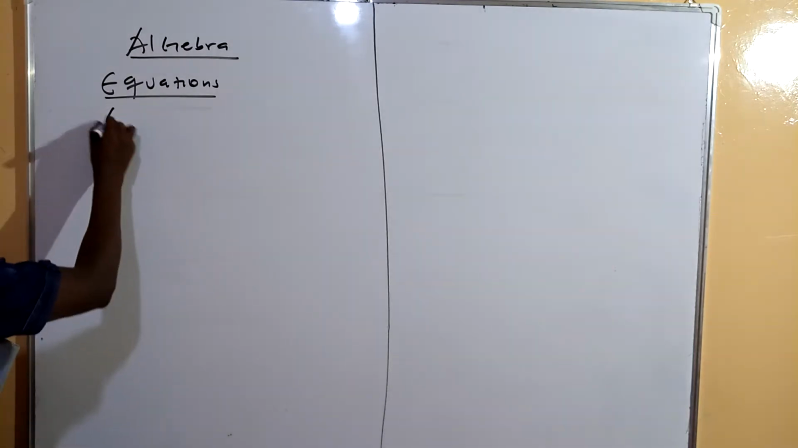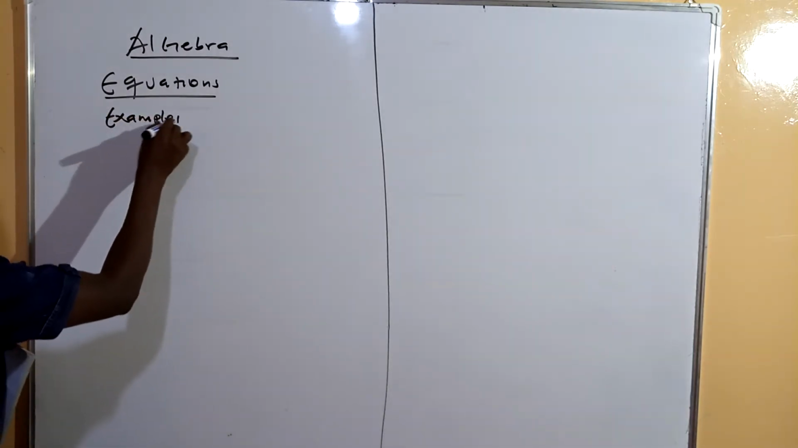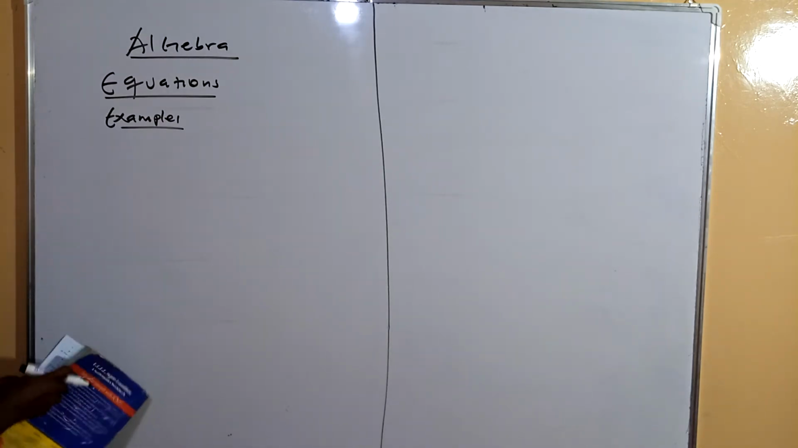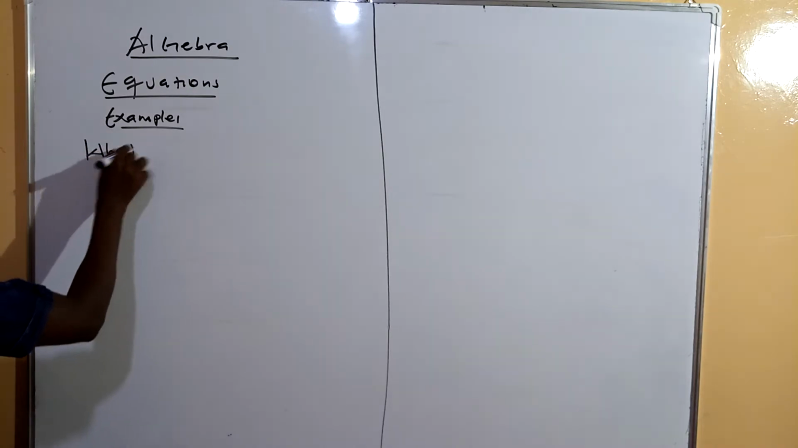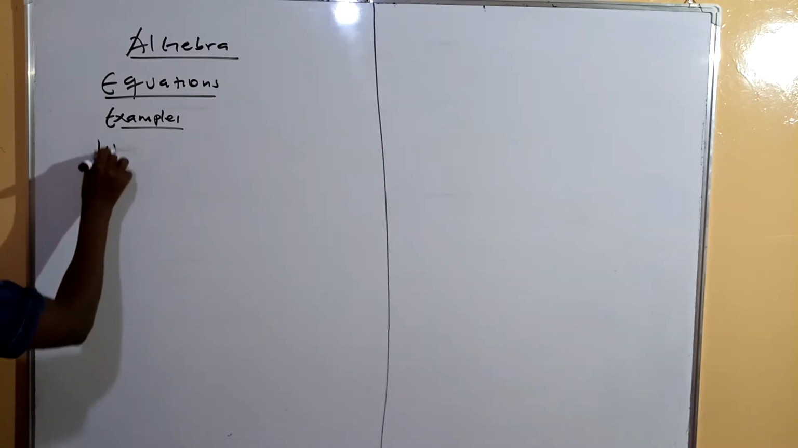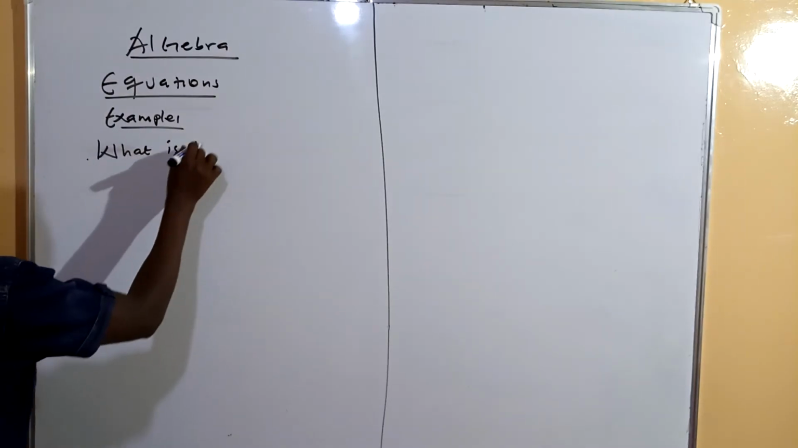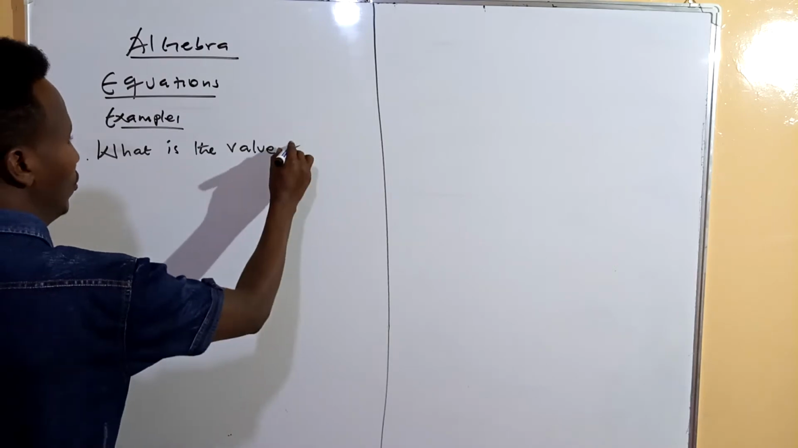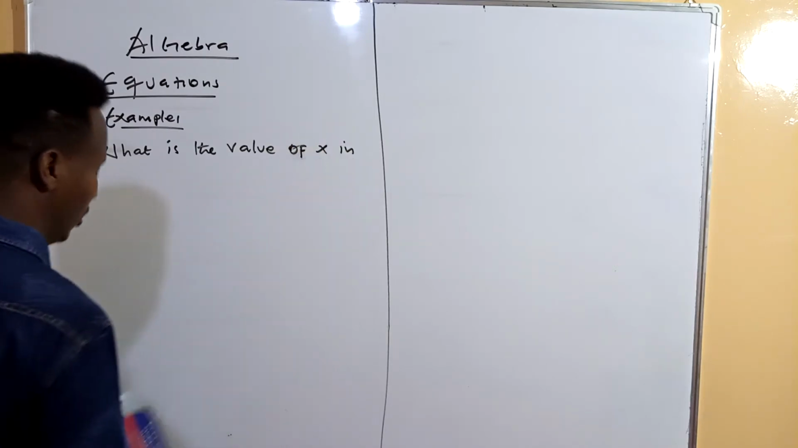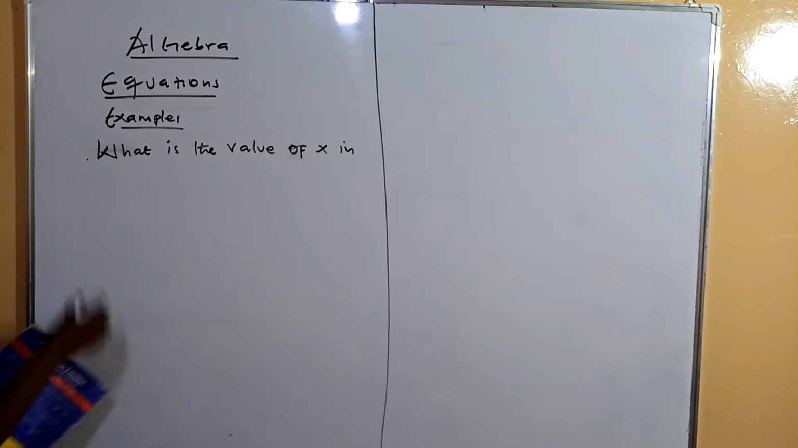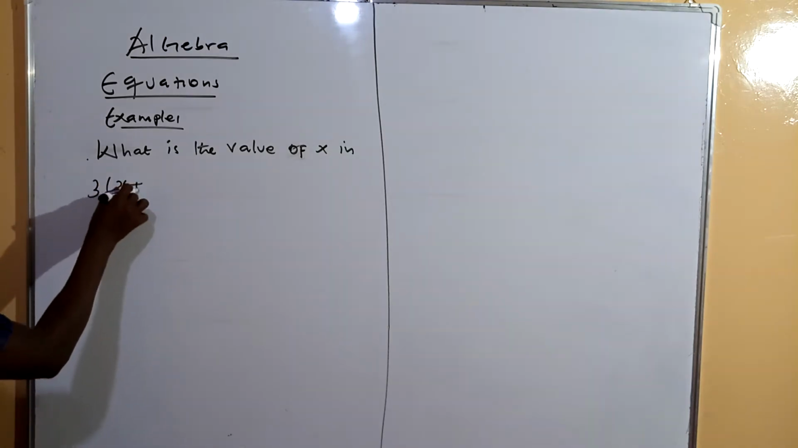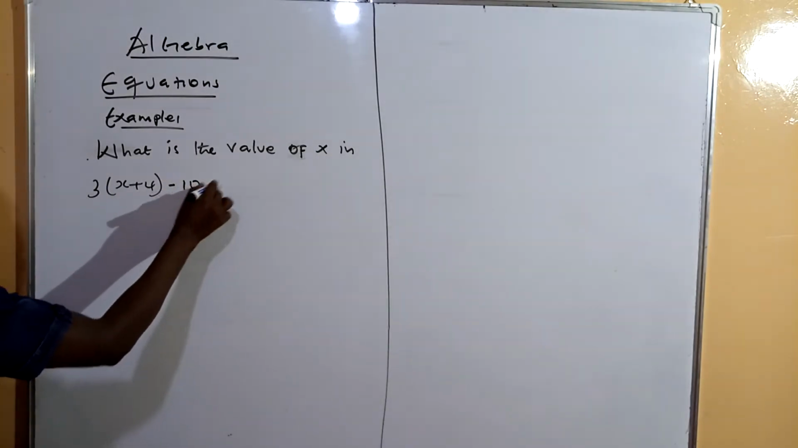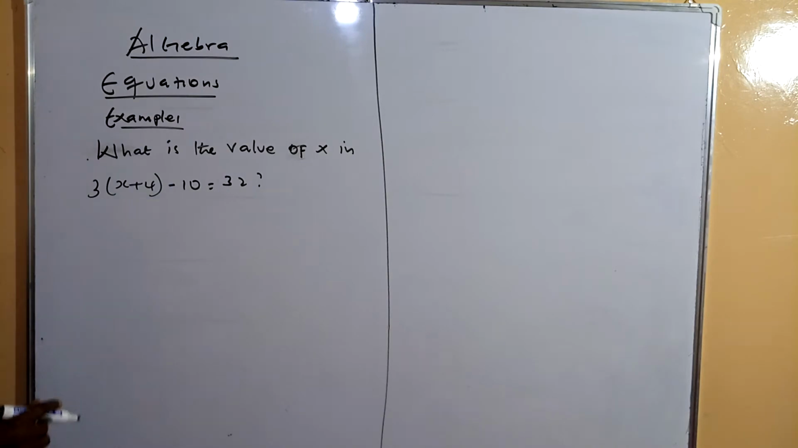We are told example one. What is the value of x in open the bracket, x plus 4, close the bracket, minus 10 is equal to 32?